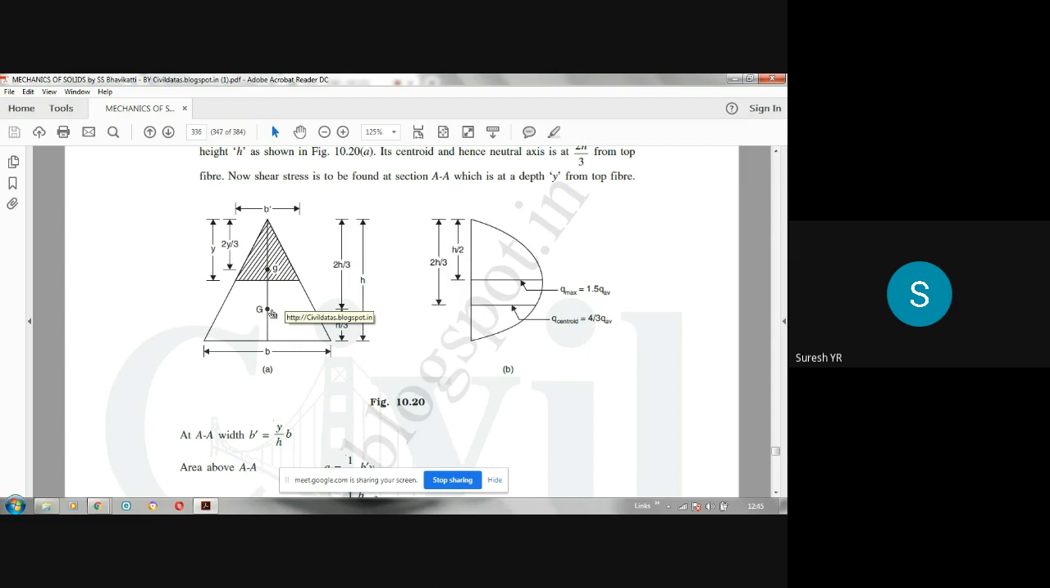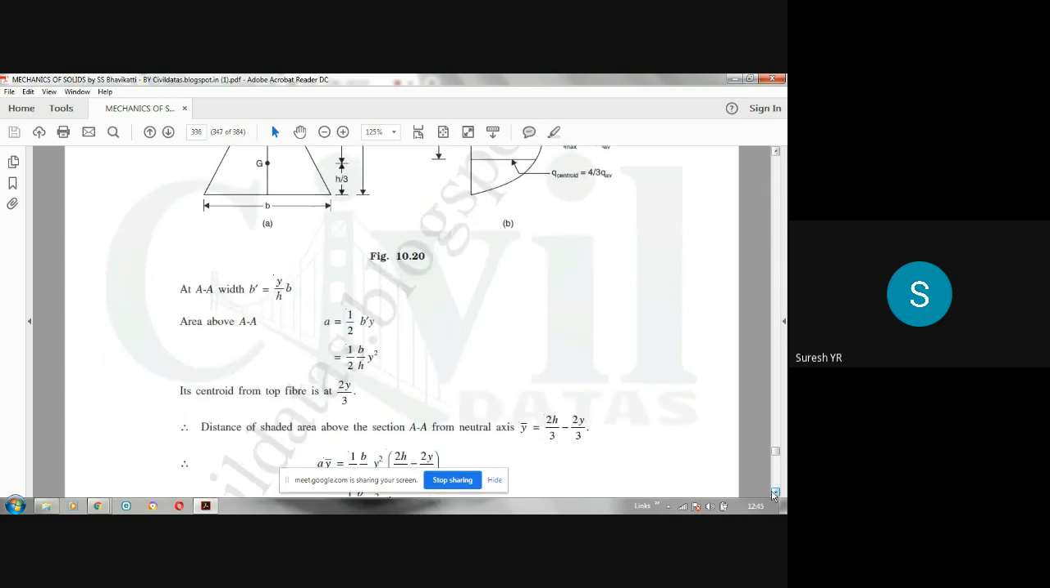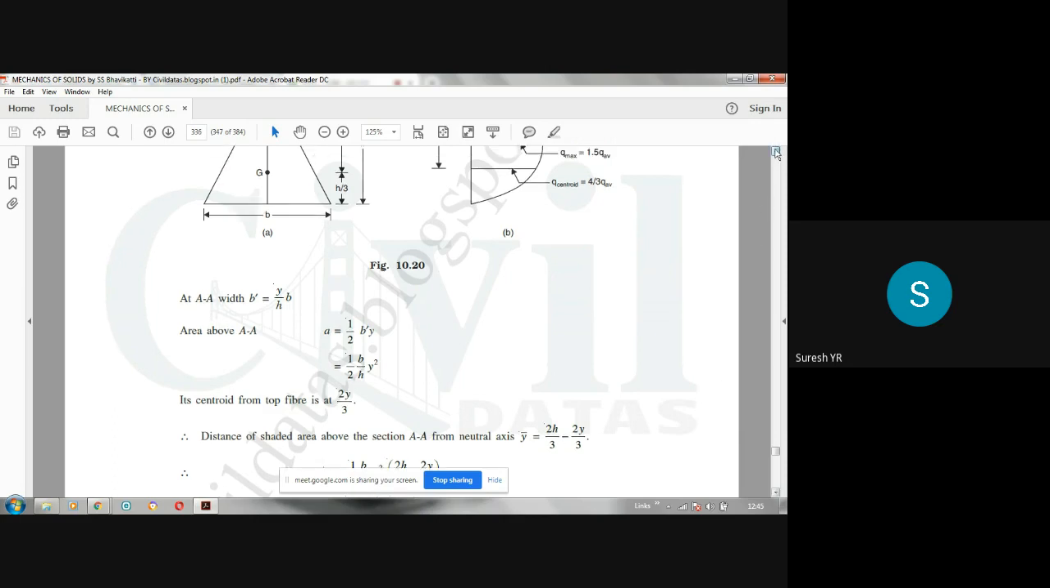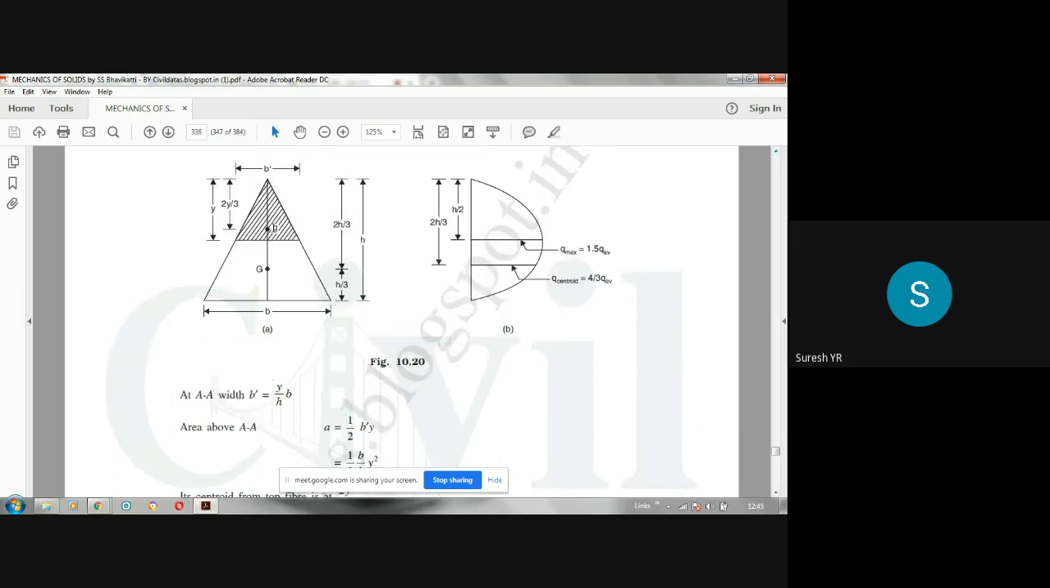Now let us see what is y bar. So from the diagram, we can get the distance between capital G and small g. So what is that? It is the distance of the centroid of the shaded area above the section AA from the neutral axis. Y bar is 2h by 3 minus 2y by 3. See that. So this distance I need. So this distance will be this total distance 2h by 3 minus this distance, 2y by 3. That's correct. 2h by 3 minus 2y by 3 is the y bar distance.